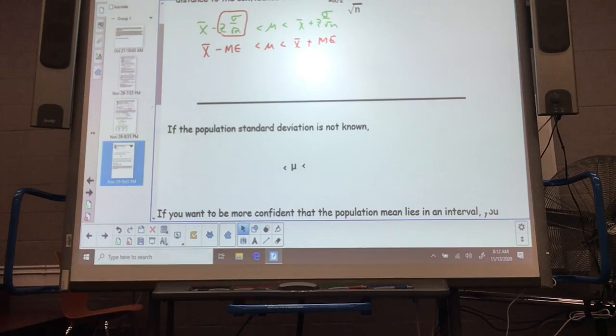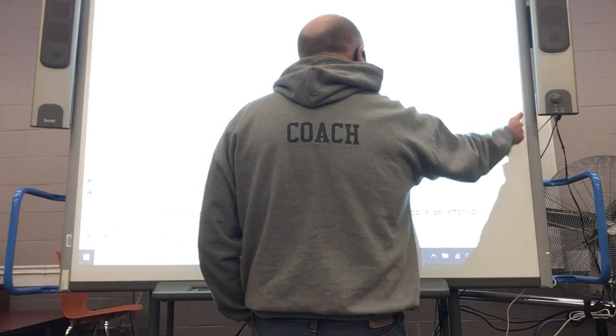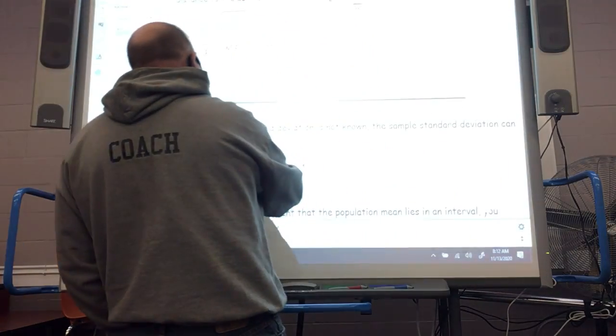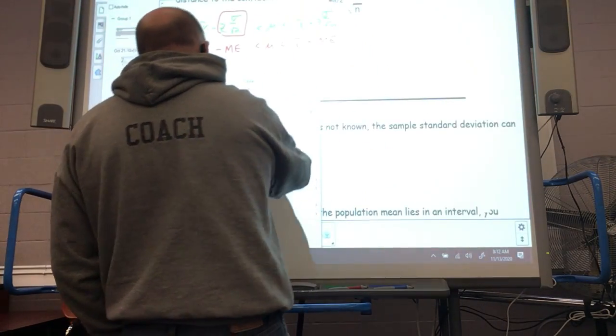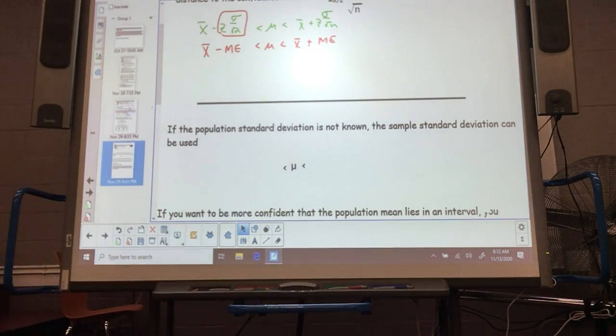If the population standard deviation is not known, use the sample standard deviation. Because you can calculate the sample mean, you can calculate the sample standard deviation also. Maybe you don't know the population. That's fine. Get a number down there.